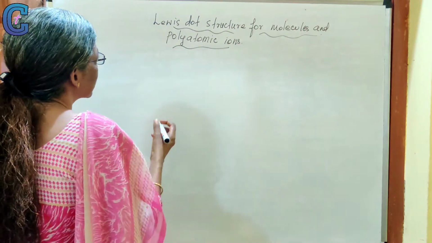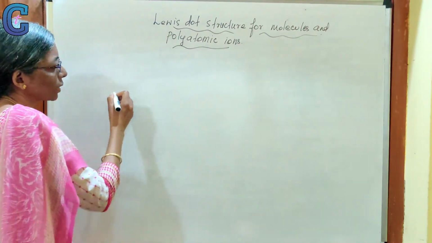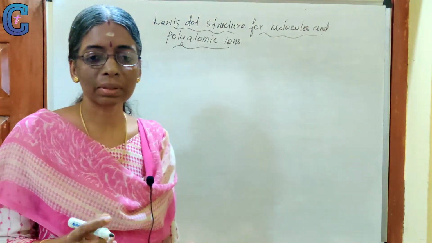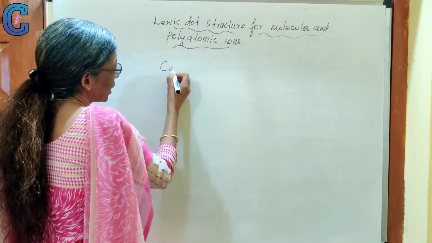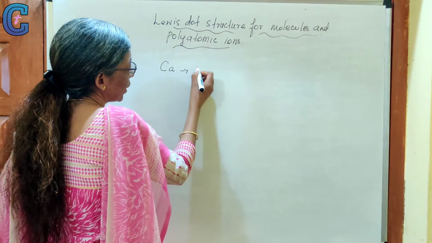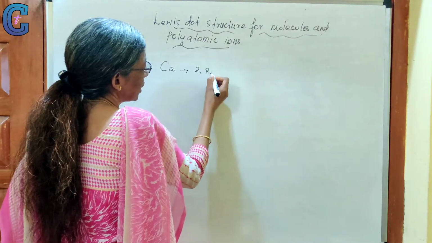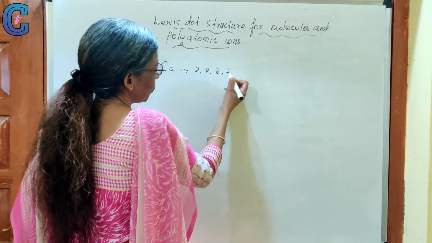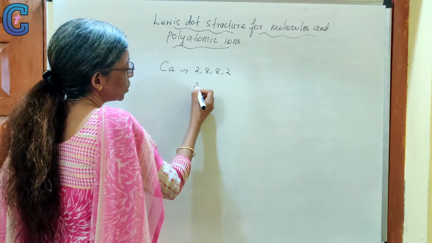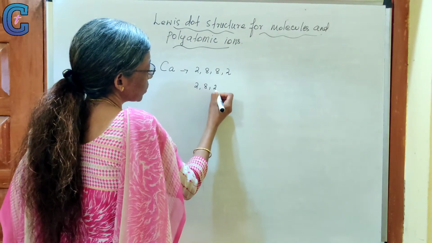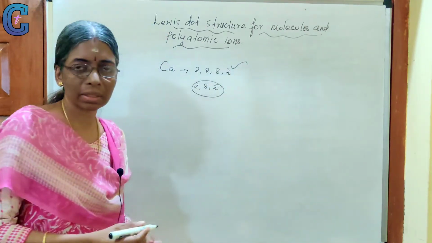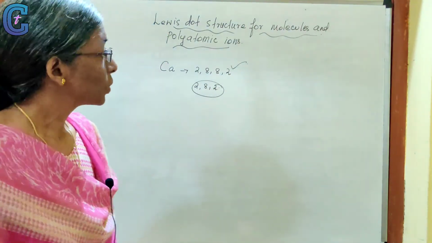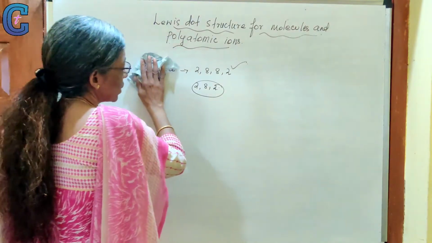So Lewis dot structure. In the last video, one small mistake is there. Last class I wrote calcium's electronic configuration as 2, 8, 2, but the correct one is 2, 8, 8, 2. This is a simple mistake. Please correct it.